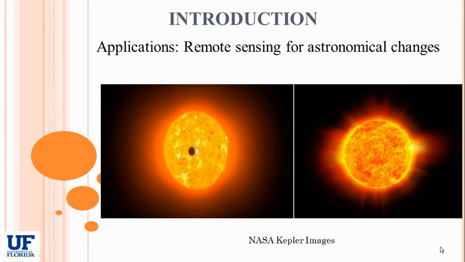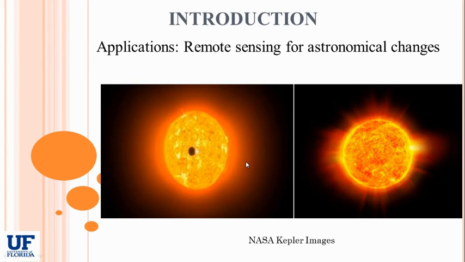You may be wondering about the importance of change detection. Actually, this is a very important technique, and it's applied in so many fields. These images are captured by the Kepler telescope for NASA, and it's used for remote sensing to determine some astronomical changes. Actually, this telescope has helped in discovering new planets, some of which are Earth-like, and it can help in knowing whether life exists on some planets.